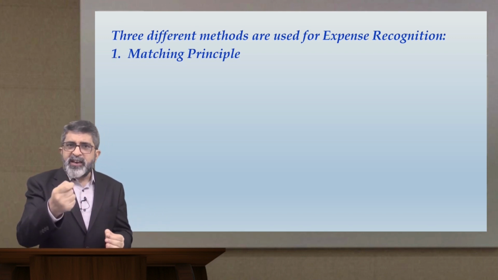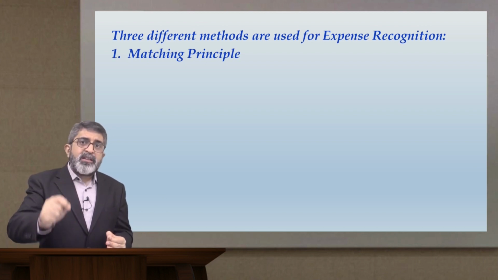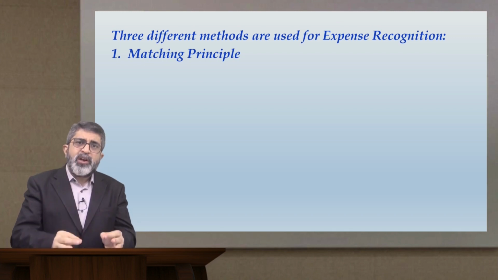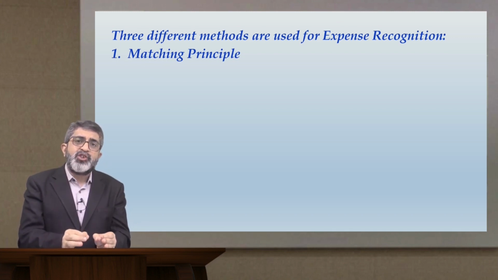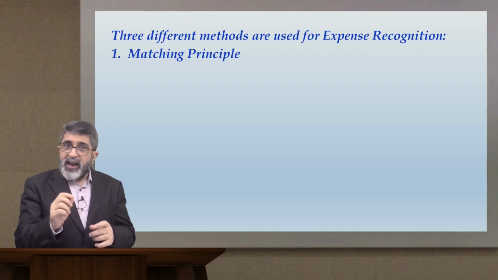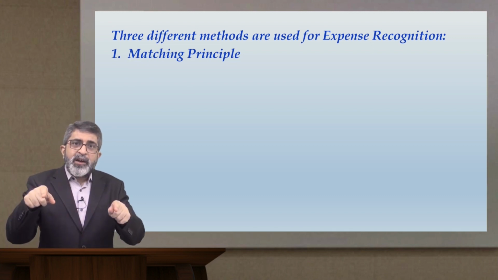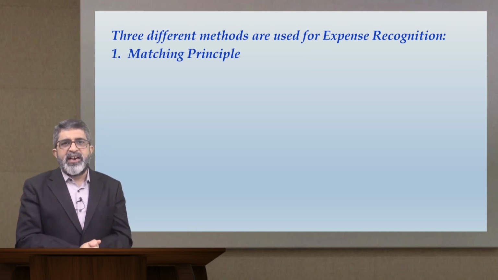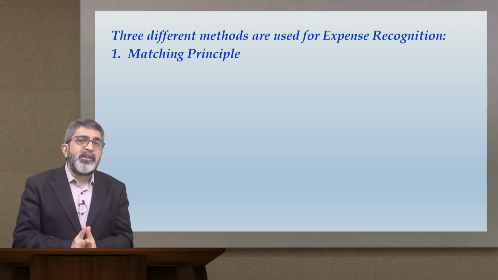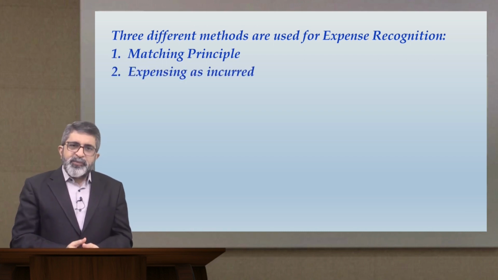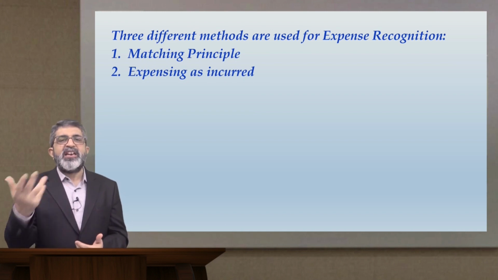However, if you are incurring an expenditure and the economic benefit of that expenditure is restricted only and only to the current financial period, then it is a revenue expenditure, and then to match that expenditure with the corresponding benefit, it is in the current period that you charge the entire expense. Matching principle plays a dynamic role in expense recognition. Second method is expensing as incurred.